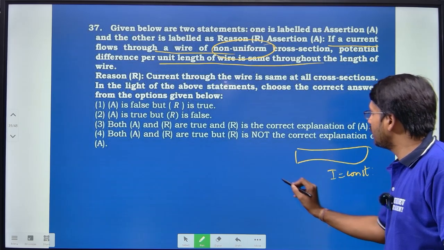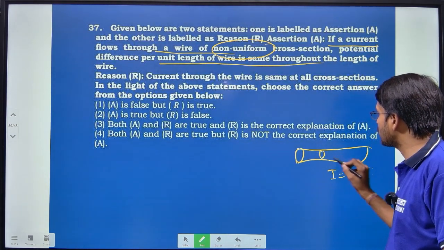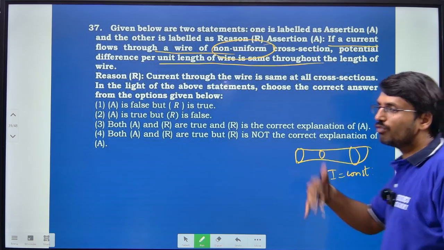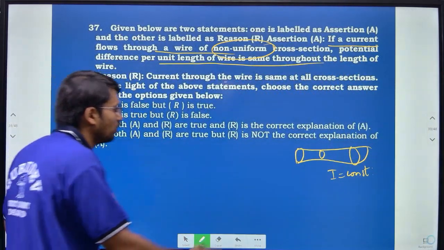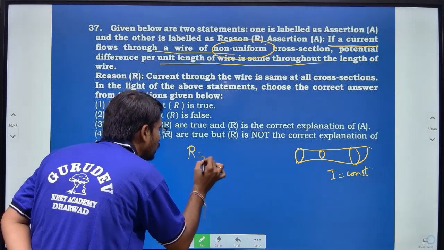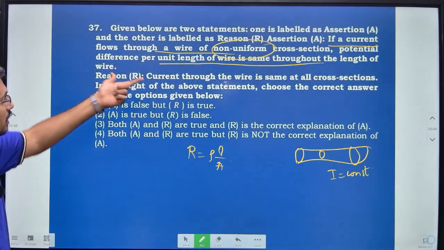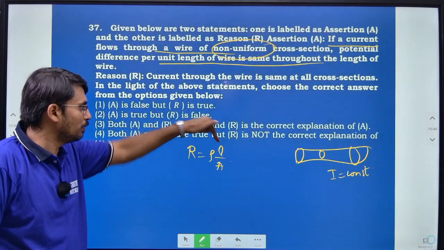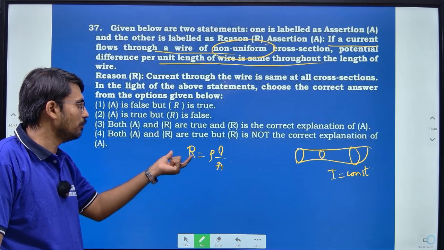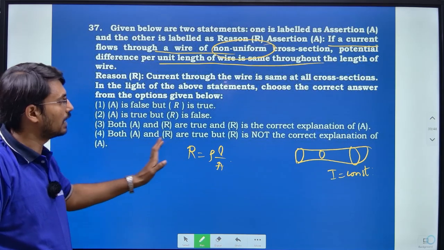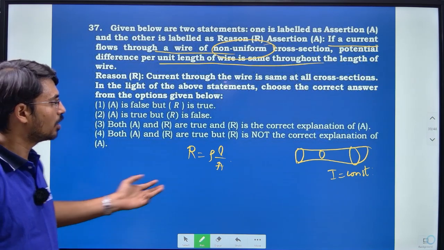Whenever it is non-uniform, something like this, the area of cross section is greater here, it is less, and again it increases. If the area of cross section changes, what actually changes? The resistance changes, because we know that R equals rho L divided by A. We are looking for the potential difference per unit length, so the length is the same, but the area is not the same. If the area is not the same, resistance changes, and as a result the voltage difference also changes, but not the current.